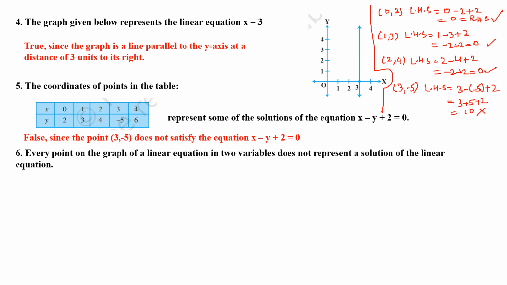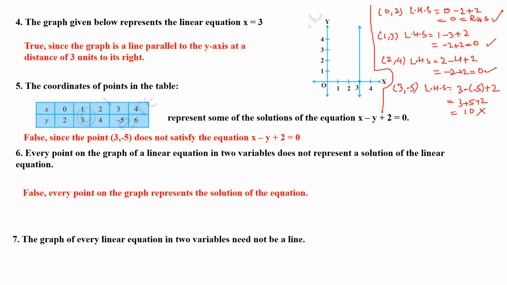Now next: every point on the graph of a linear equation in two variables does not represent a solution of the linear equation. It is false. It represents a solution: you take every point on the linear equation and substitute those coordinates in the given equation, and they will satisfy it. So this statement is false.